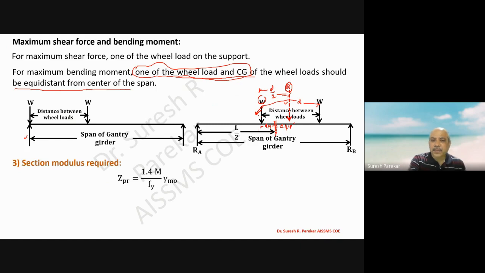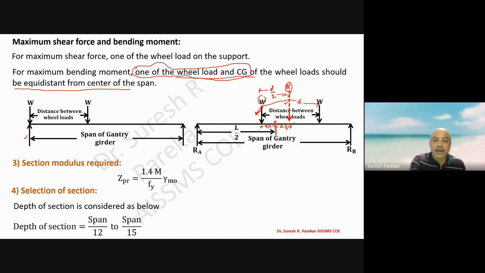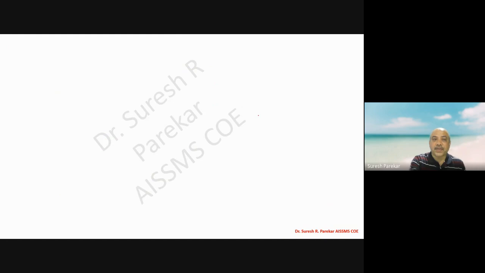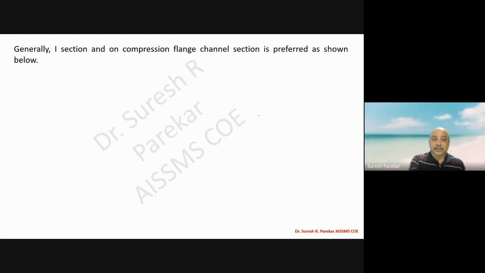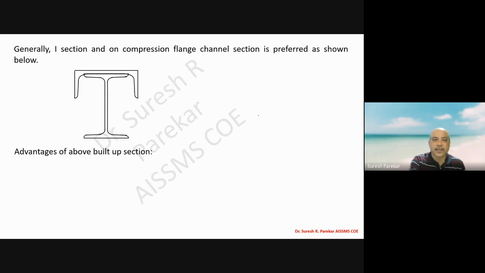Then the section modulus required is the same as we have, that is, for a laterally unsupported beam, 1.4 times Mfy upon gamma m0. Then we have selection of section. So we have depth of section as span by 12 to span by 15, and from this we will get the depth of the I section. Now, generally, an I section with a channel section on the compression flange is preferred, as shown below.